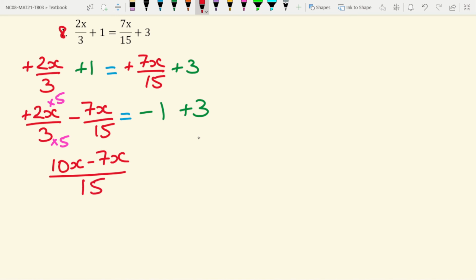So we can write the common denominator 15. The denominator can be taken as common. So minus 1 and plus 3. Minus 1 plus 3 is nothing but plus 2. So I can write it as plus 2.